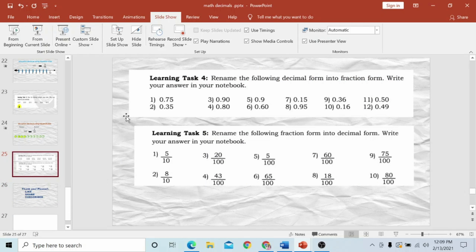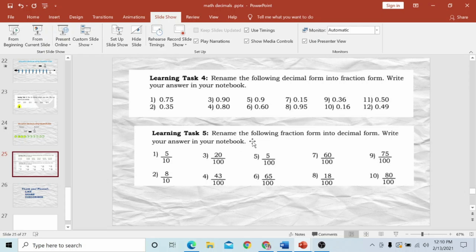The next, learning task 4, rename the following decimal form into fraction form. Write your answer in your notebook. Again, learning task 4, pag 2 digits after the dot, ang inyong magiging denominator ay hundreds. At kung isa lang after the dot, ang magiging denominator nyo is tens. Then copy the number.